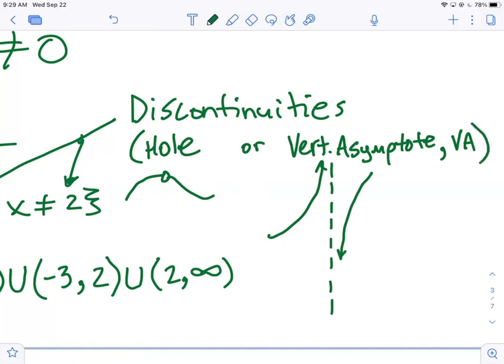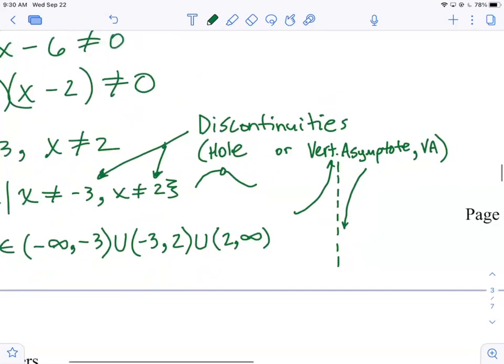Beat the bot. So we'll talk about which one is which later on. But right now, we're just concerned with finding the domain. Those two discontinuities could actually both be holes. They could both be vertical asymptotes, or we could have one of each. There's really no rule on how many each is supposed to have.